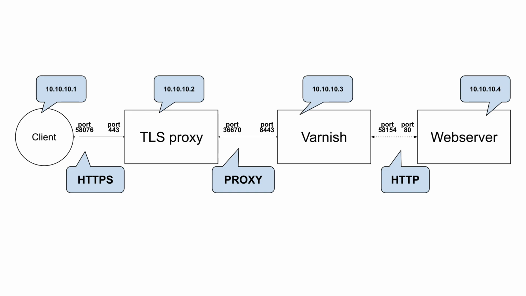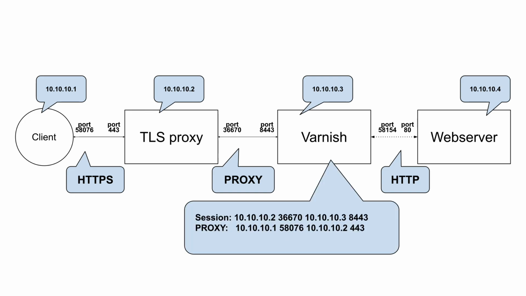But when you look at it from a session point of view, the TCP session that is enabled between the TLS proxy and Varnish, it would seem as though the client is 10.10.10.2 coming from port 36670, which is the TLS proxy's client port, communicating with Varnish over port 8443 with IP address 10.10.10.3. Now, while that is the network connection established between the TLS proxy and Varnish, that doesn't represent all the client connection information between the original client and Varnish.